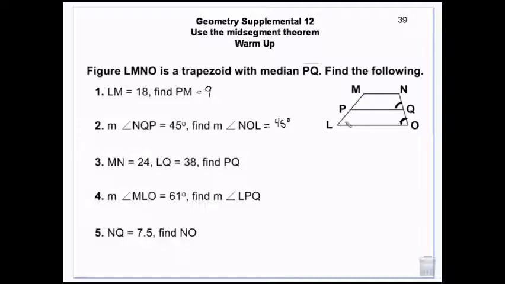MN is 24 and LQ is 38, and we want to find PQ, so that's base 1 plus base 2 divided by 2 for the median. It's supposed to be LO, yes it is, thank you. Fix that. So MN is 24, LO is 38, divided by 2. 62 divided by 2, so PQ is 31.